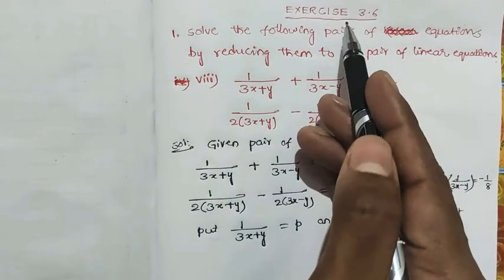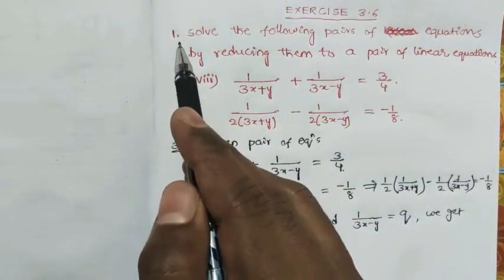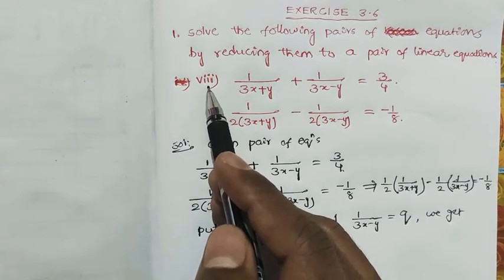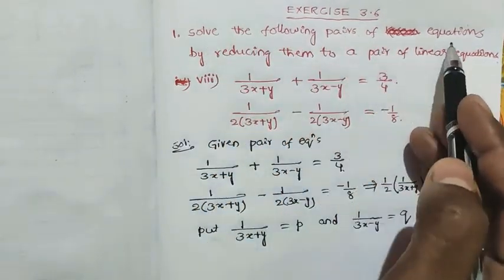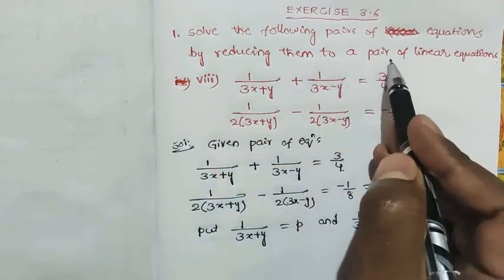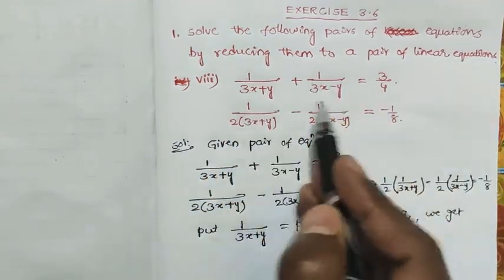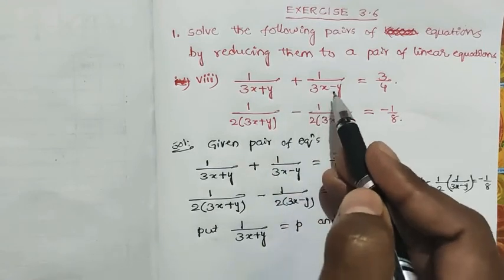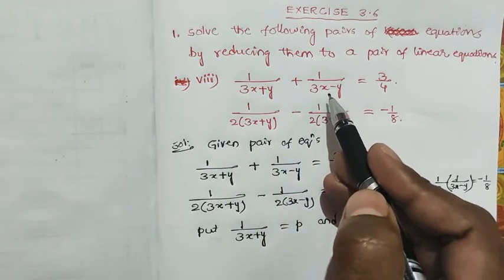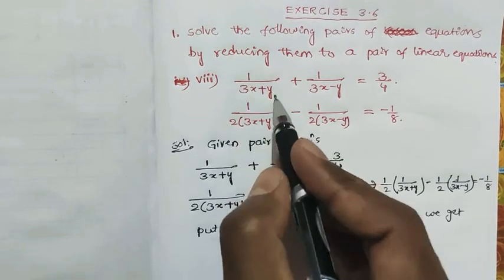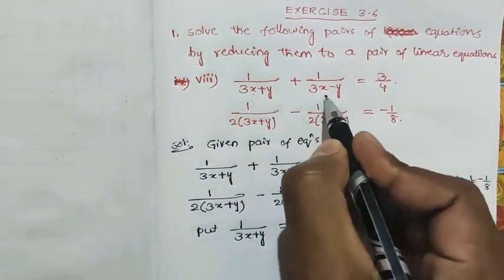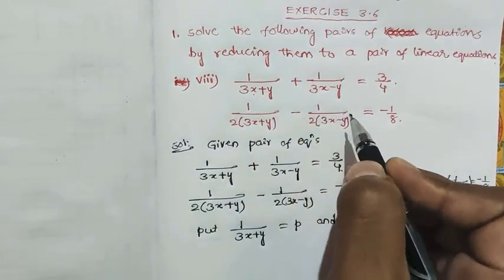Exercise number 3.6. First question, in that eighth one we are discussing. Solve the following pairs of equations by reducing them to a pair of linear equations. Some equations are given to us. We have to convert them to a linear equation. Then we have to solve it. Solving means find the value of unknown quantity. Here unknown quantities are x and y. So x value and y values we have to find.